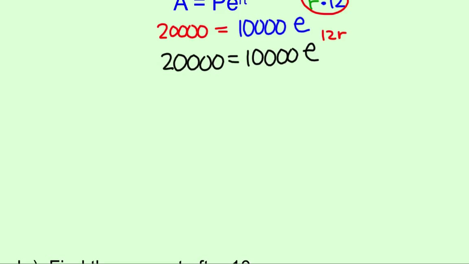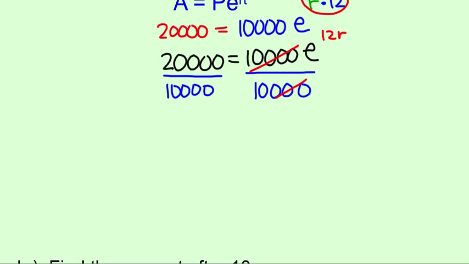So the next step is we want to get that E by itself. So we're going to divide both sides by 10,000. So this right side is divided by 10,000. This left side is divided by 10,000. And the 10,000s on the right cancel. 20,000 divided by 10,000 is 2. And then it's E raised to the 12R.